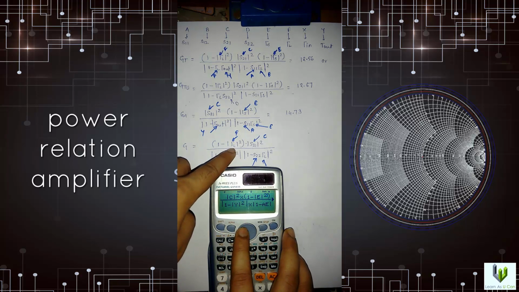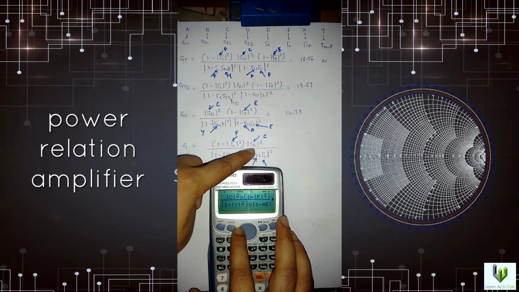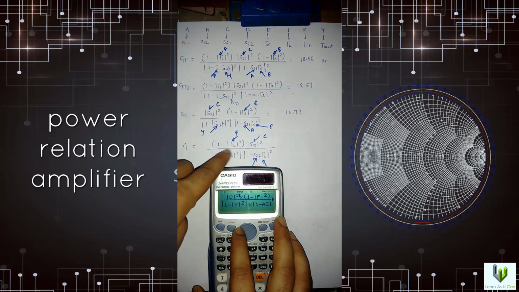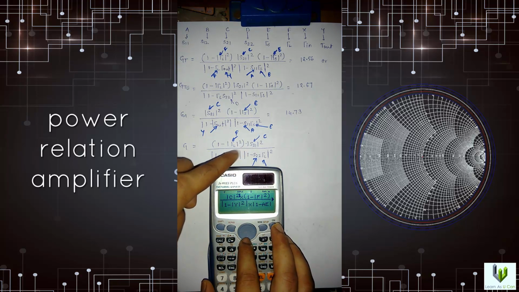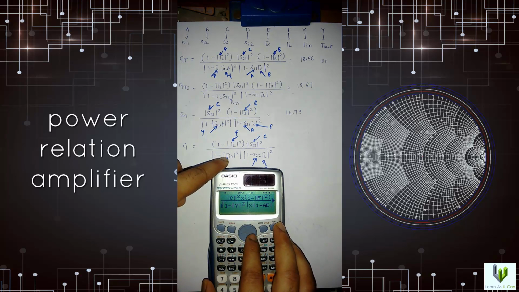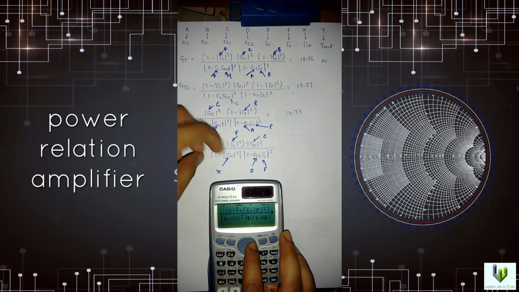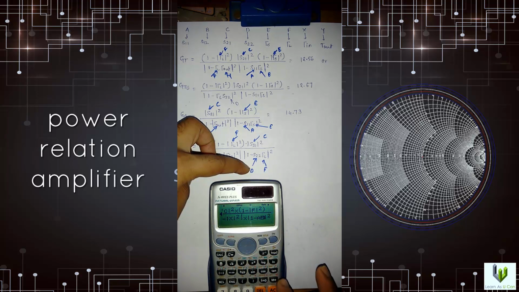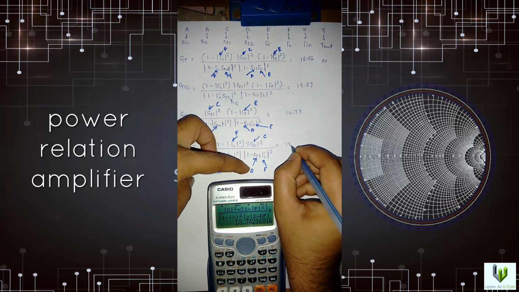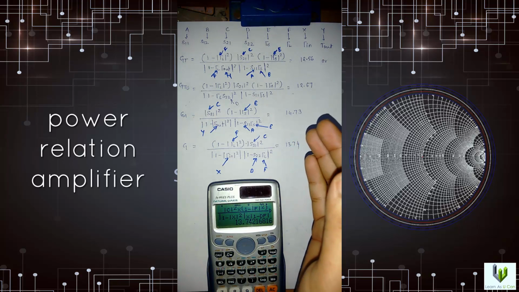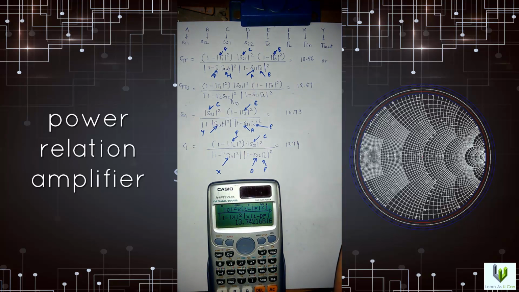Just 1 minus gamma L. Gamma L is F, just alpha F. And S21 is equal to C, same. After that, here 1 minus gamma L, put X, alpha X, and this is GF. Just change it. 13.74 is the answer. In this way, you can calculate big answers in a short way by using this tool.